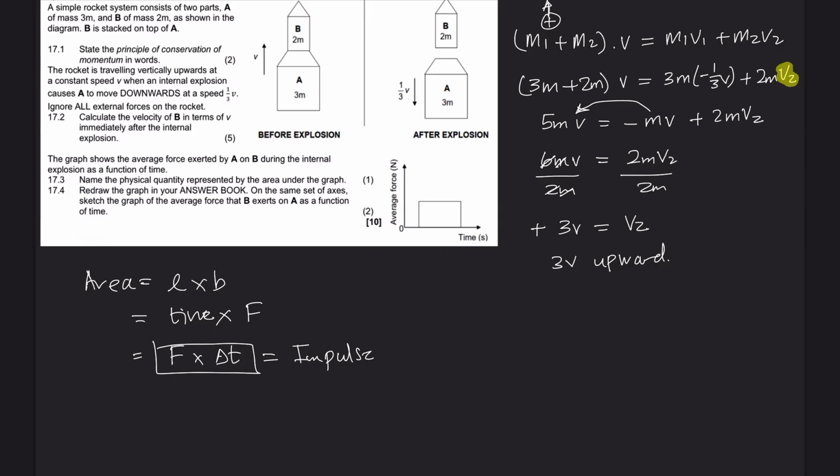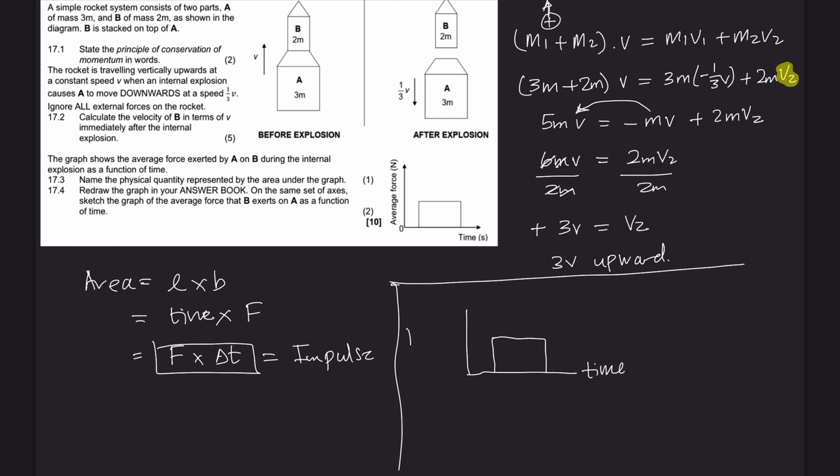Next question, 17.4, redraw the graph in your answer book on the same set of axes. So let me just clear some space. Right there and there. So here's my original graph, time and force. On the same set of axes, sketch the graph of the average force that B exerts on A as a function of time.